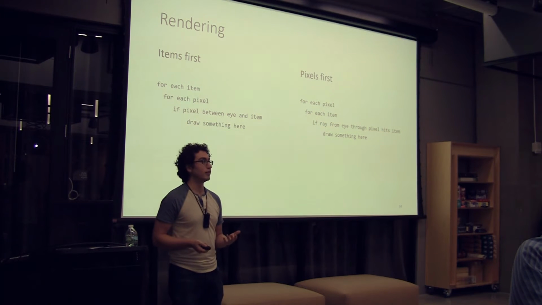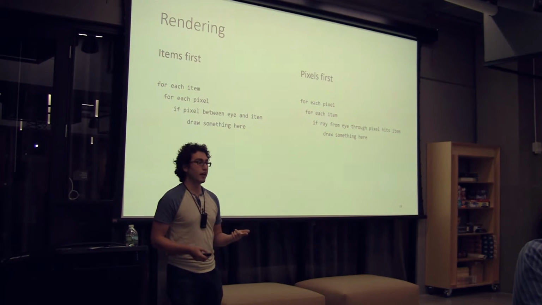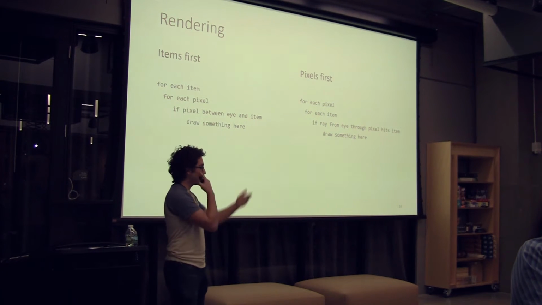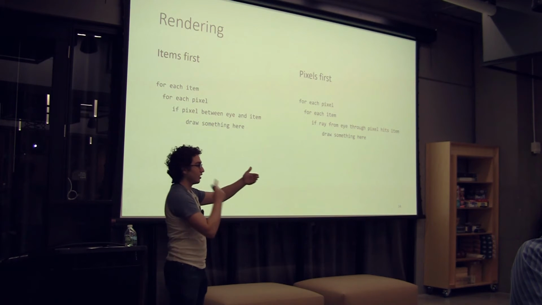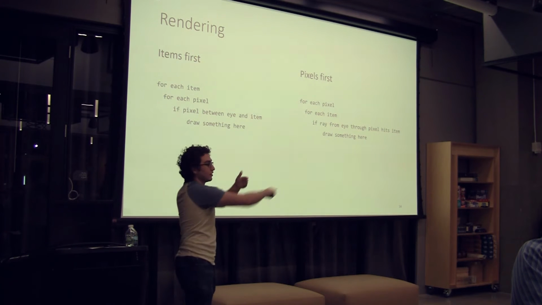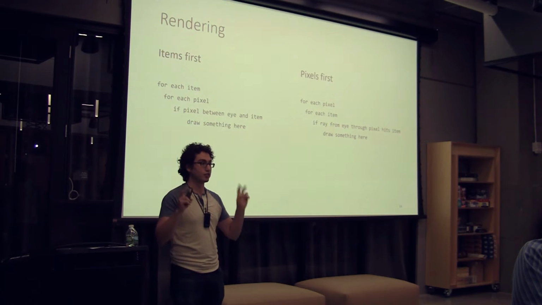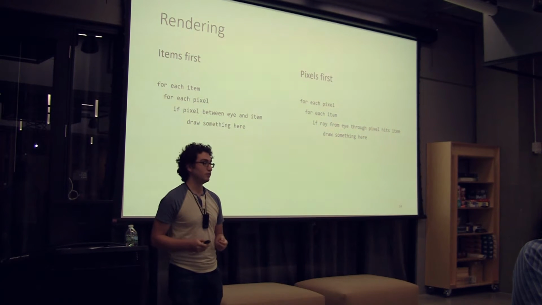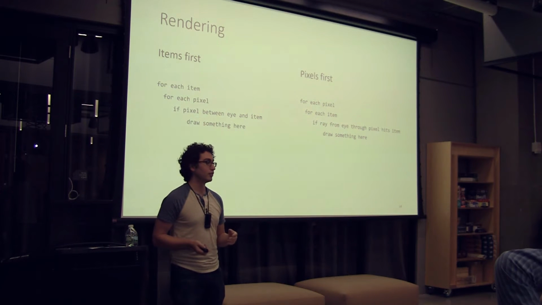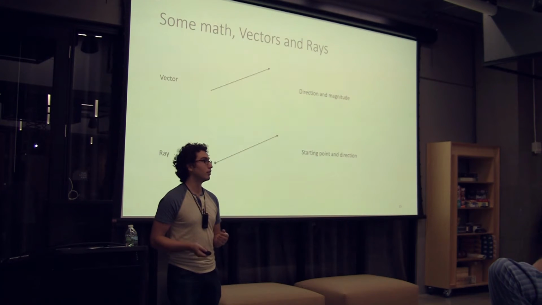The other way we can do it is by going pixels first. So for each pixel, for each item, we have something kind of similar. We have our eye, we have our pixel, we have our object. We're going to shoot a ray starting at the eye, going through a pixel, and going out into the scene. We want to see if that ray intersects with our object. And if it does, then we again draw something here. Okay, so that's the basics of rendering. We're going to see both of these again when we cover the papers that deal with them.